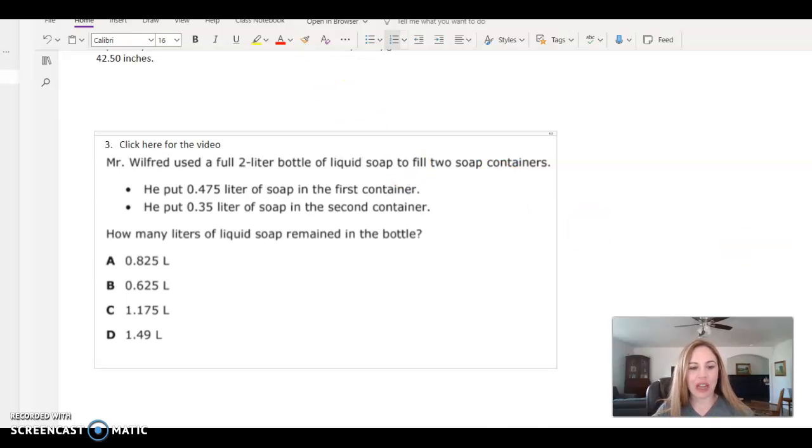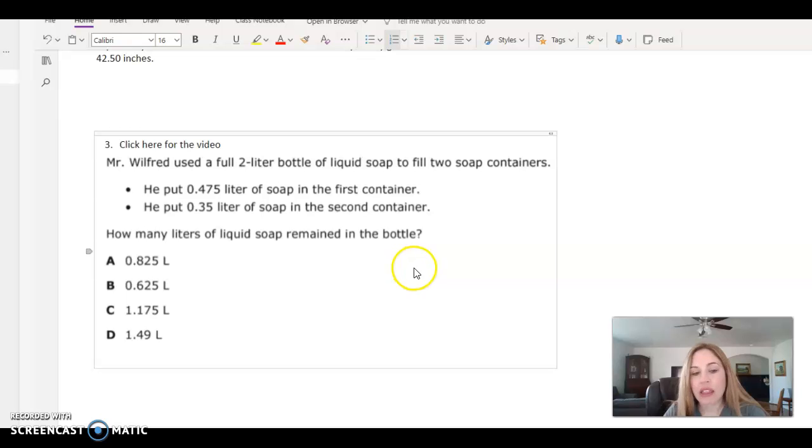Okay, moving on to number 3. Mr. Wilfred used a full 2-liter bottle of liquid soap to fill 2 soap containers. He put 475 thousandths liter of soap in the first container, and he put 35 hundredths liter of soap in the second container. How many liters of soap remained in the bottle?